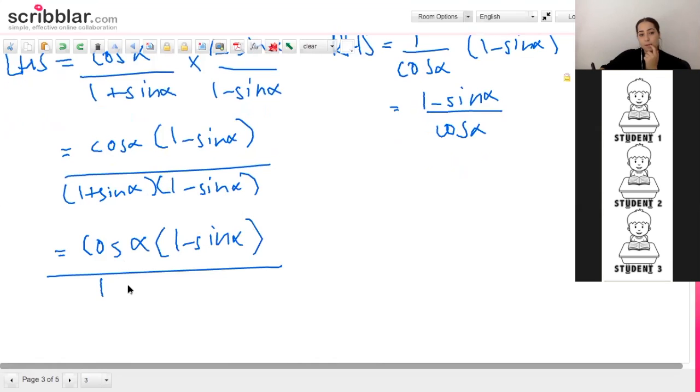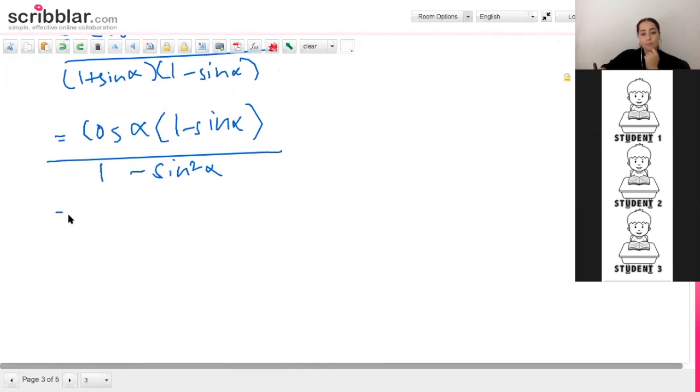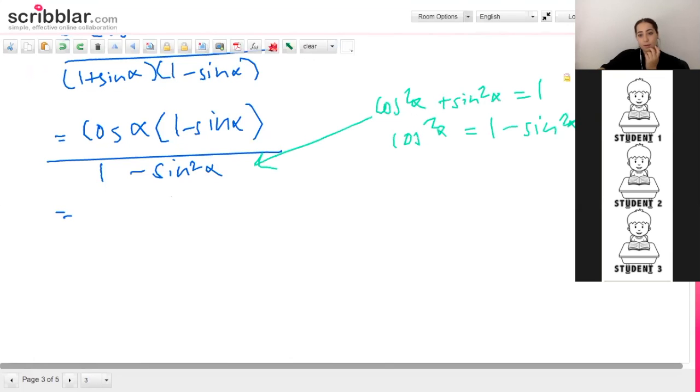1. And then, because it's a difference of 2 squares, it's going to be 1 minus sine squared alpha. That's it. And then how can you now use maybe a trig identity that you know? It's the cos squared plus sine squared equals 1 thing. So how is this relevant to that? The bottom equals cos squared alpha, which equals 1 minus sine squared alpha. Good. So I'm going to replace this with cos squared alpha.